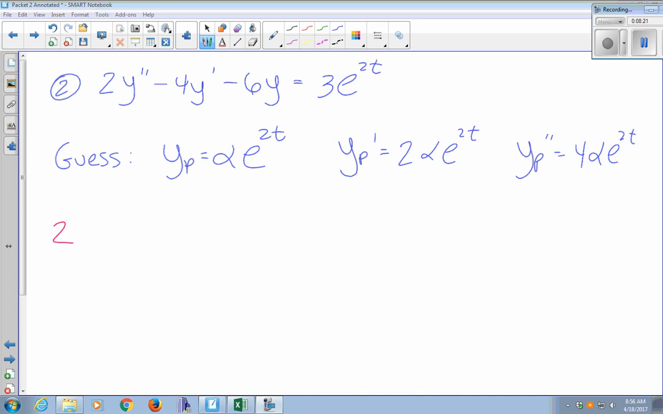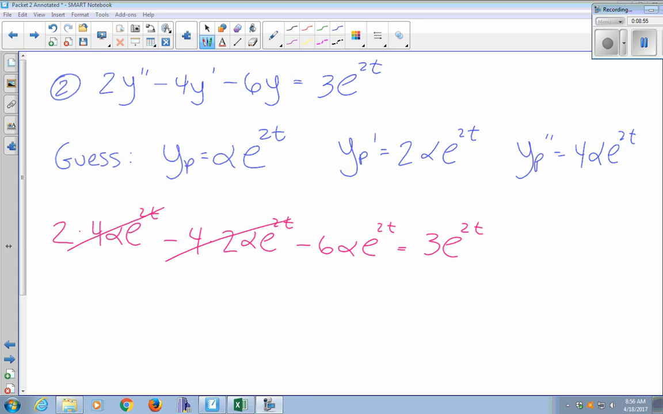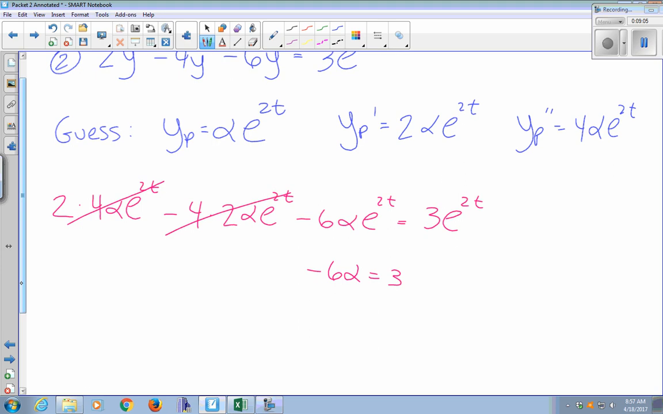All right, so I have 2 times y double prime minus 4 times y prime minus 6 times y. And I have to make that equal 3e to the 2t. So this is 8 alpha e to the 2t minus 8 alpha e to the 2t. Those terms just go away. So I have negative 6 alpha e to the 2t equals 3e to the 2t, which means negative 6 alpha has to equal 3. And then I can solve for alpha, and I get negative 1 half.